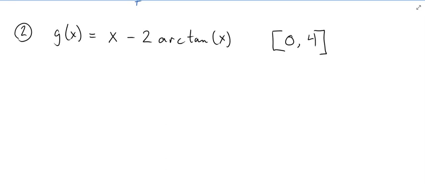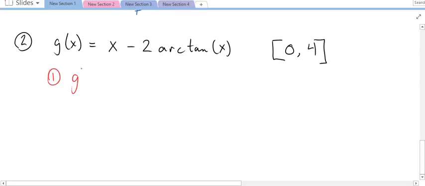Now let's try this next example where g of x is equal to x minus 2 times the arctangent of x from 0 to 4. And remember, arctan is another way to write tangent inverse. Maybe you want to hit pause here and try to do this on your own. So part 1, we want to take the derivative of this function.